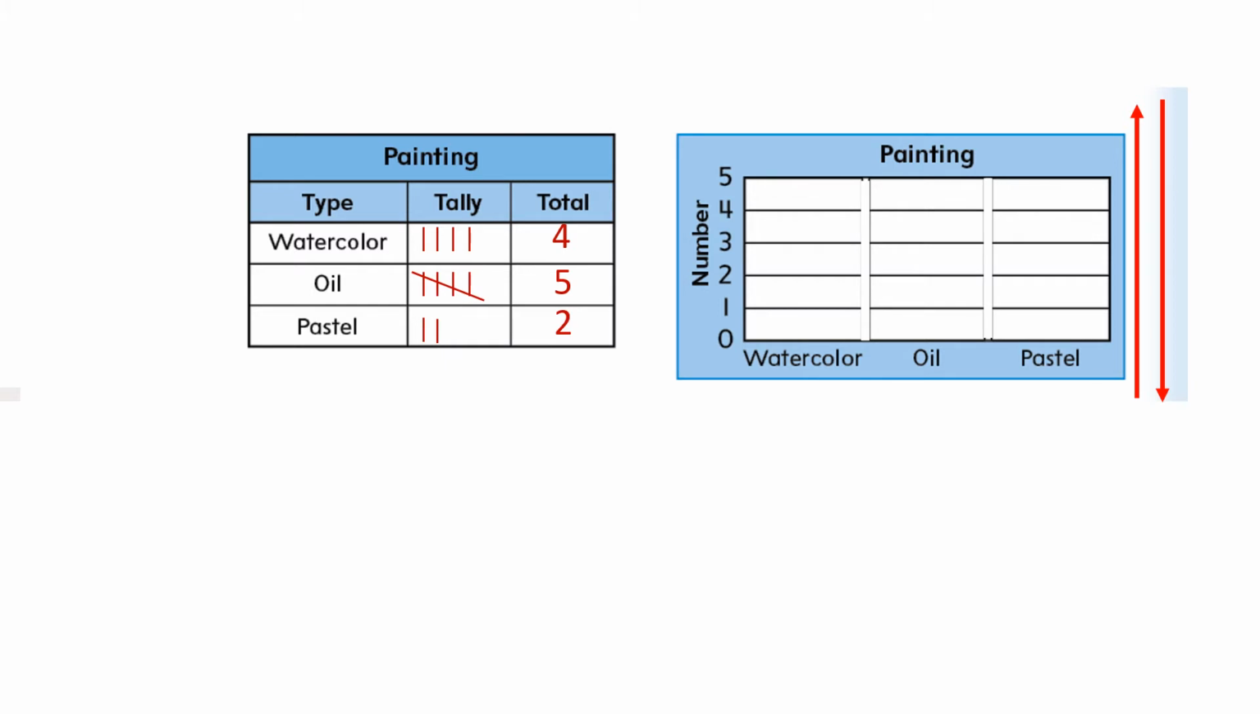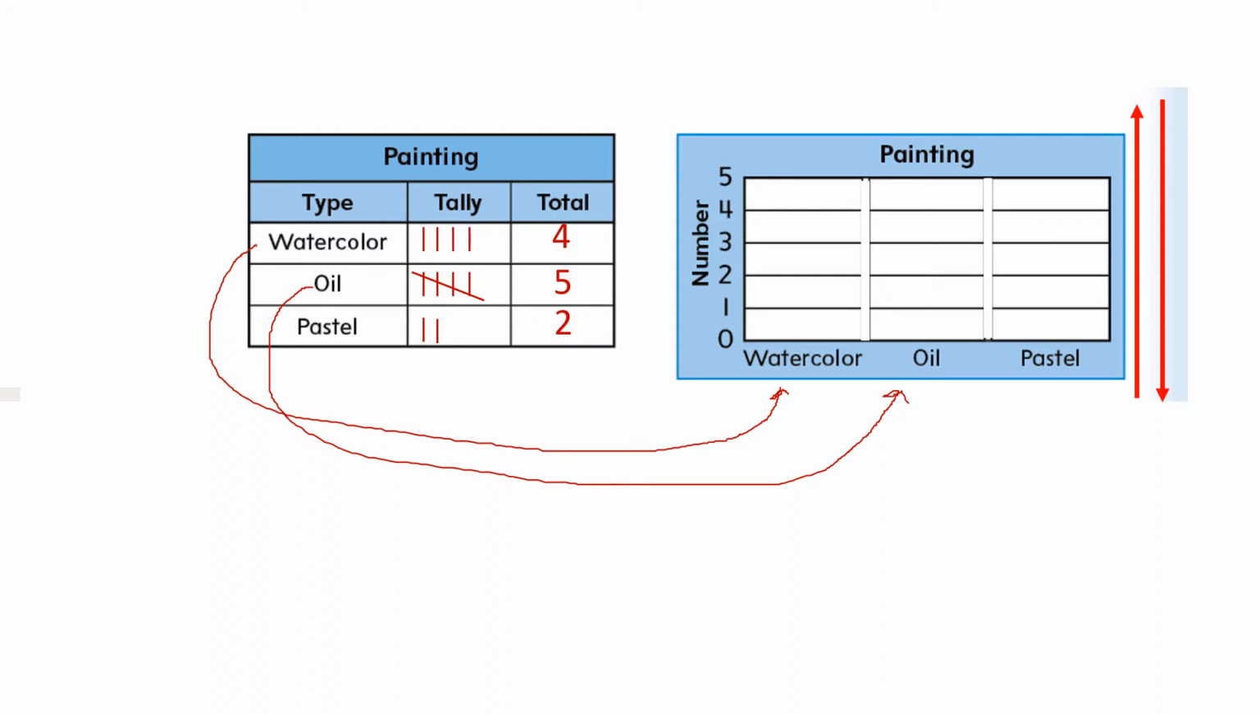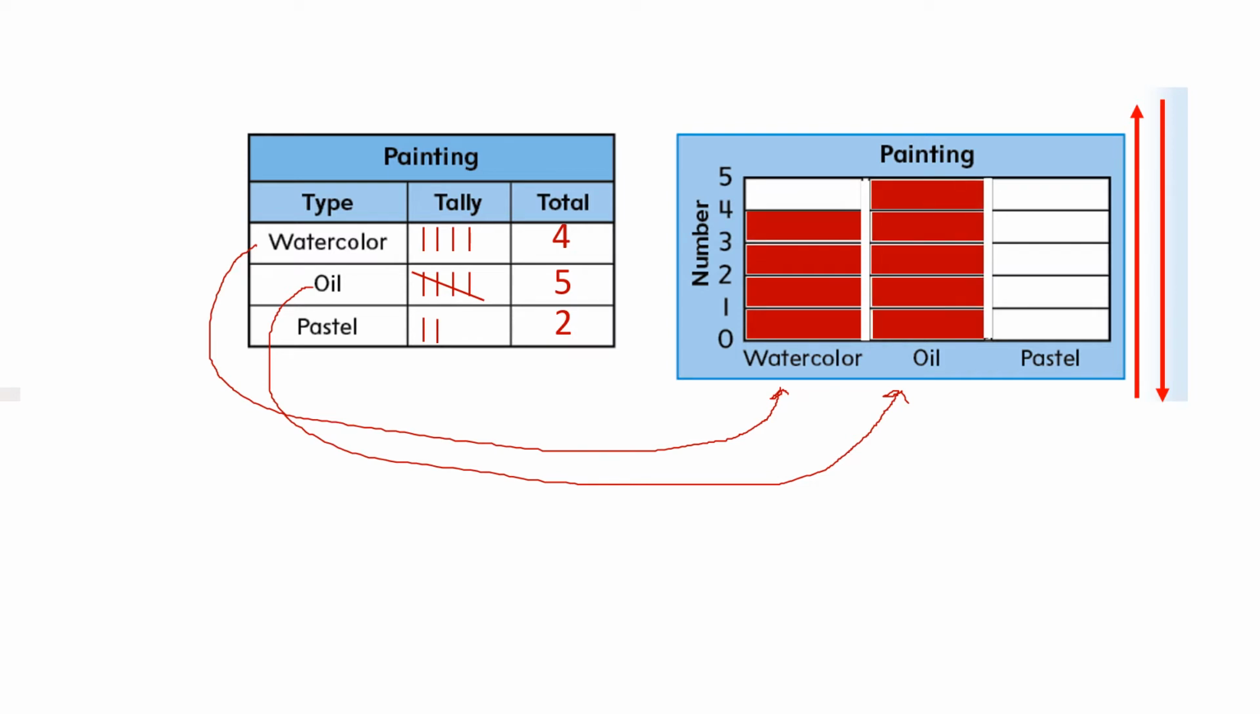Well, you can see where the words watercolor, oil, and pastel are. And now we're going to show them this way along the bottom, because what we're doing is making a vertical bar graph. And it'll look something like this. So for watercolor, we had 4. And for oil, we have 5. And for pastel, we have 2. So even though this is vertical, everything is still labeled. Okay, this is about painting. Our number is off to the side. And our choices are at the bottom, our types of paint.